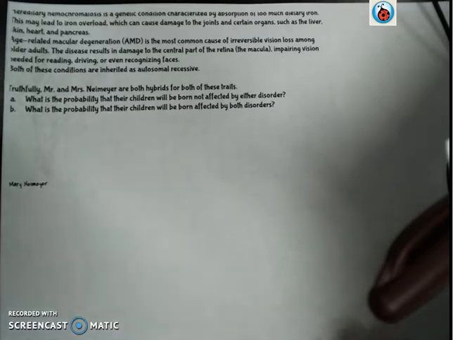Now, truthfully, Mr. and Mrs. Niemeyer are both hybrids for these traits. What is the probability that their children will be born not affected by either disorder? And then what is the probability that their children will be born affected by both disorders?